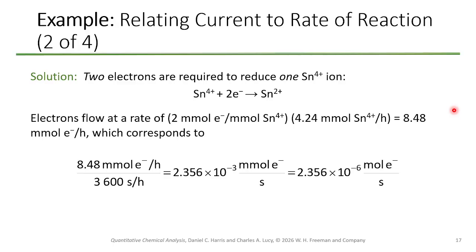Okay, so this is our number we just got. This is the millimoles of electrons per hour. We need to convert that to seconds by dividing it by 3,600 seconds, which is how many seconds are in an hour. Anybody have any questions there?